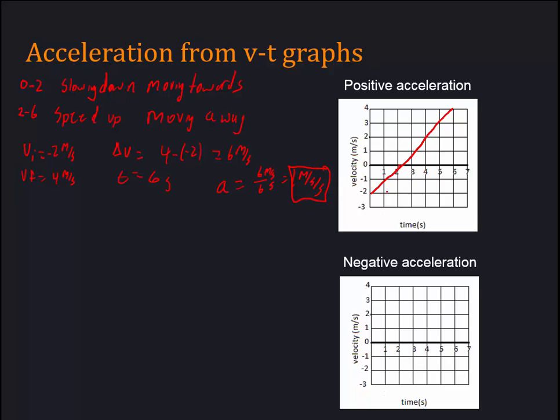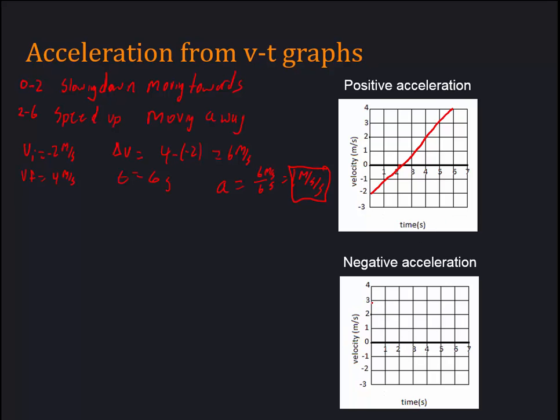That's the acceleration of the object. Even though it's moving in two different directions, it always has a positive acceleration because the velocity is always becoming more positive. -1 is more positive than -2, 0 is more positive than -1, 1 is more positive than 0. So each second this thing becomes more positive in its velocity. Therefore it has a positive acceleration.